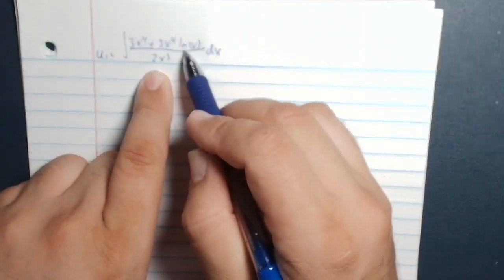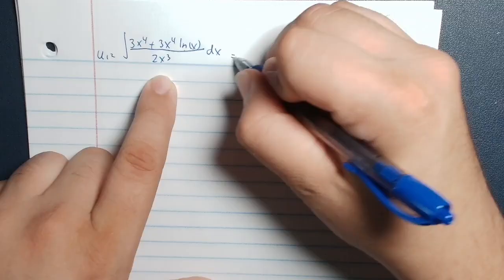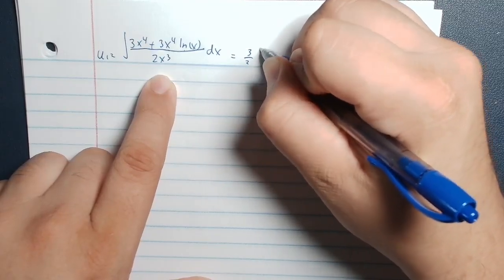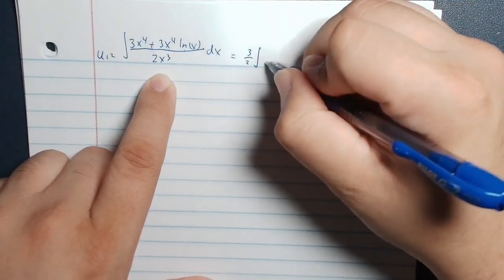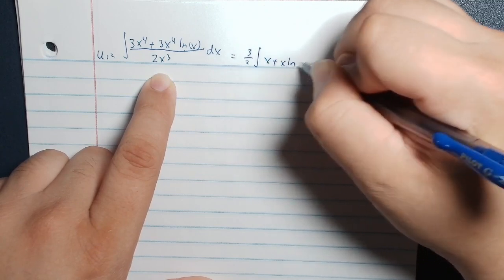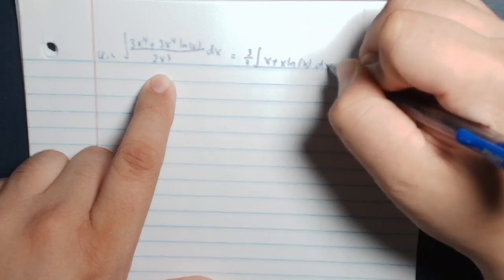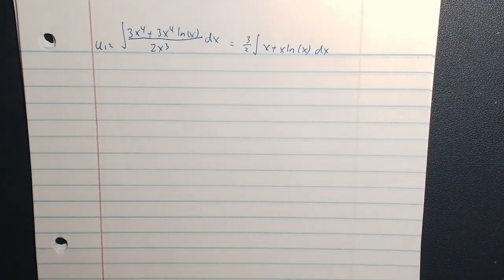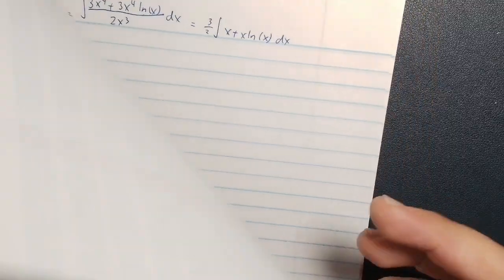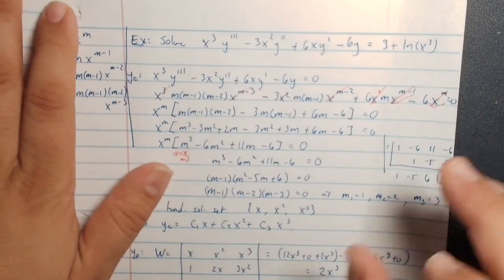Here, the x to the third divides into both of those. 3/2 is a common factor, so I'll pull the 3/2 out, leaving me the integral of just x plus x natural log of x dx like that. Oh, you know what? I've just realized I made a mistake here. It's not hard to fix, but I've made a mistake here.